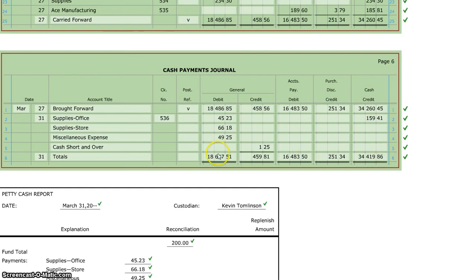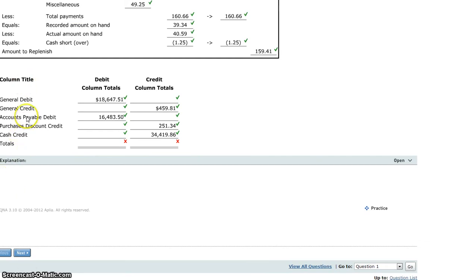34,419.86. And we need to make sure that our debits equal our credits, and because we have a debit here, a credit here, a debit here, credit here, credit here, we need to make sure somewhere that they equal. So if you scroll down to the bottom of your page, you're going to just go ahead and plug in all of your numbers in the appropriate columns here. And we want to make sure that they add up, and when you add both of these numbers up, you should get 35,131.01, and then you should get 35,131.01 over here, and they do equal one another. So that means that you've proved it. You've proved that the debits equal the credits, and you're good to go.